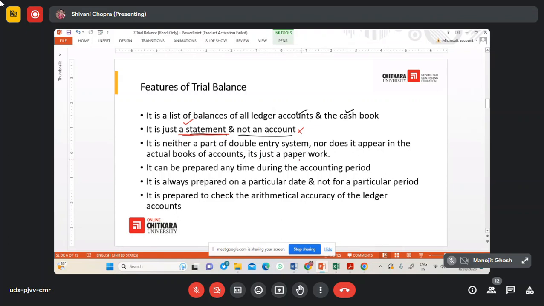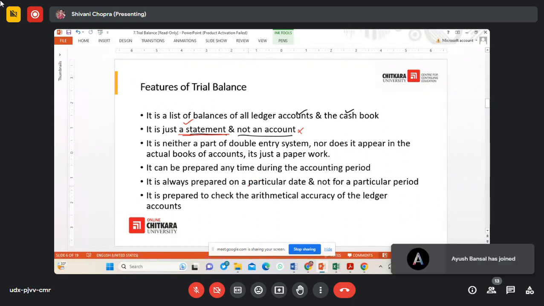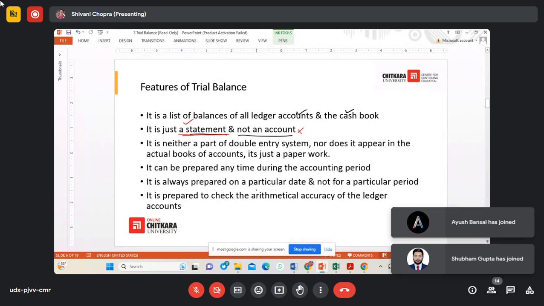It's just paperwork. Why is it not a part of the double entry system? Because we are not passing transaction entries in which we make sure that a double entry system is in place and is ensured. It can be prepared any time during the accounting period in order to check the arithmetical accuracy of the accounts. It is always prepared on a particular date and not for a particular period.